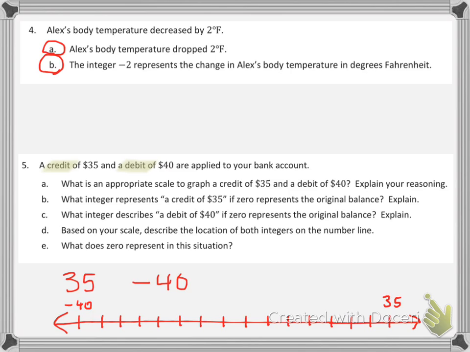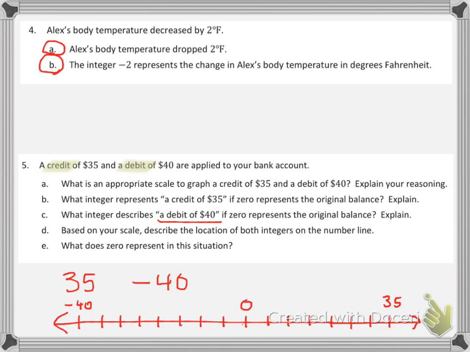B, we talked about a credit of 35 represents a positive 35, and a debit of 40 represents a negative 40, and then we can fit this on there. 0 on the scale, which would be, let's see, 30, 25, 20, 15, 10, 5, would be 0 right here. 0 represents having no money in your account. So that would be the end of that.